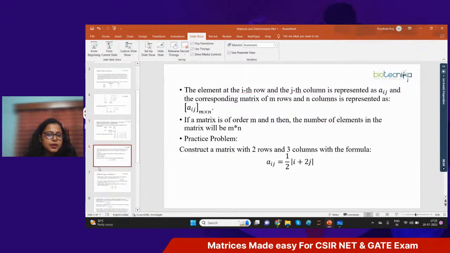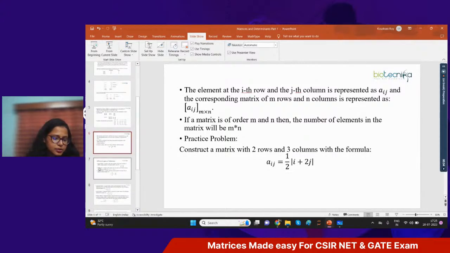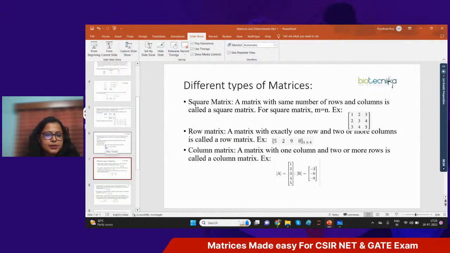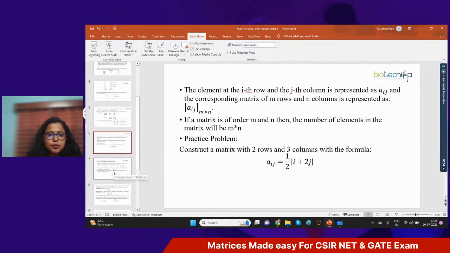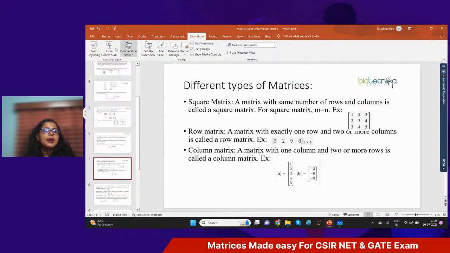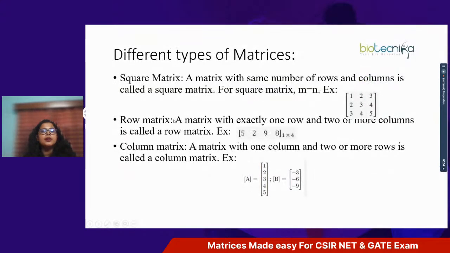Next, let us go to the next slide. Great. Okay, so let us come to the next point: different types of matrices. Here we will be learning about different kinds of matrices. First we will be learning is the square matrix.